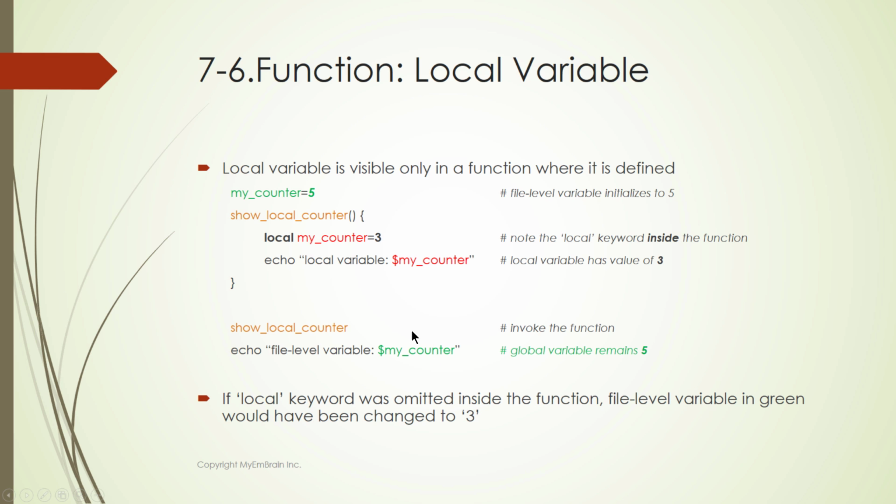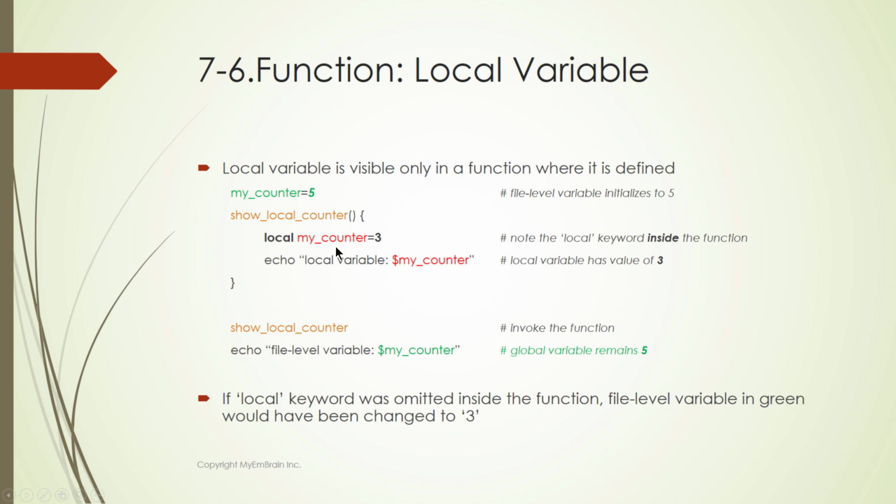If, for some reason, we take this local keyword out, this assignment here inside the function will change the file level myCounter in green. So the 3 assigned to the red myCounter will also change the content of the green myCounter outside of the function. So the local keyword here is very important to keep this local variable private.